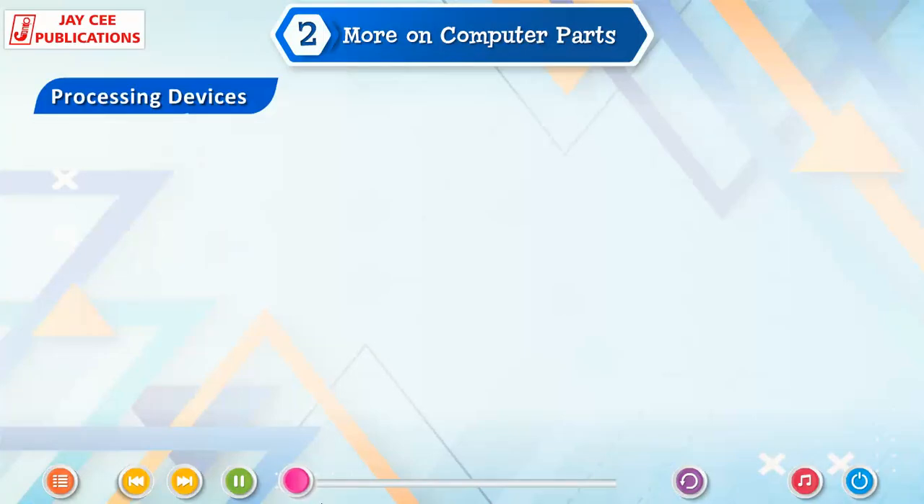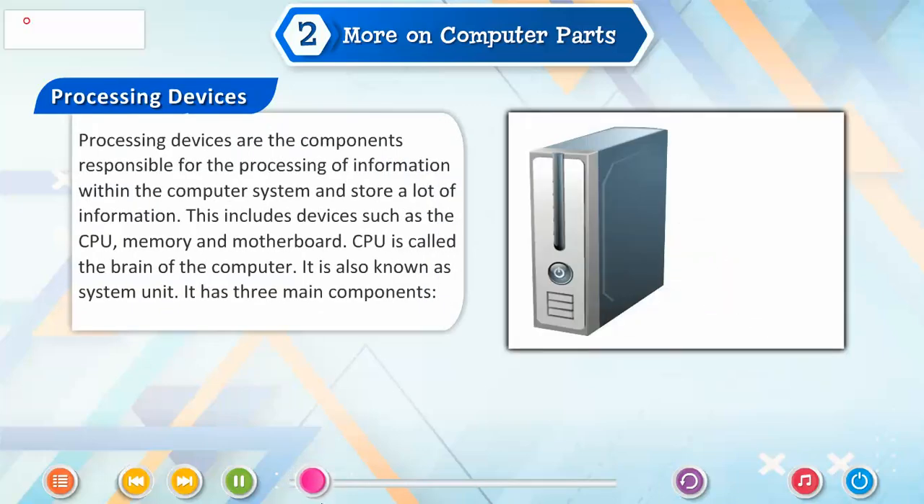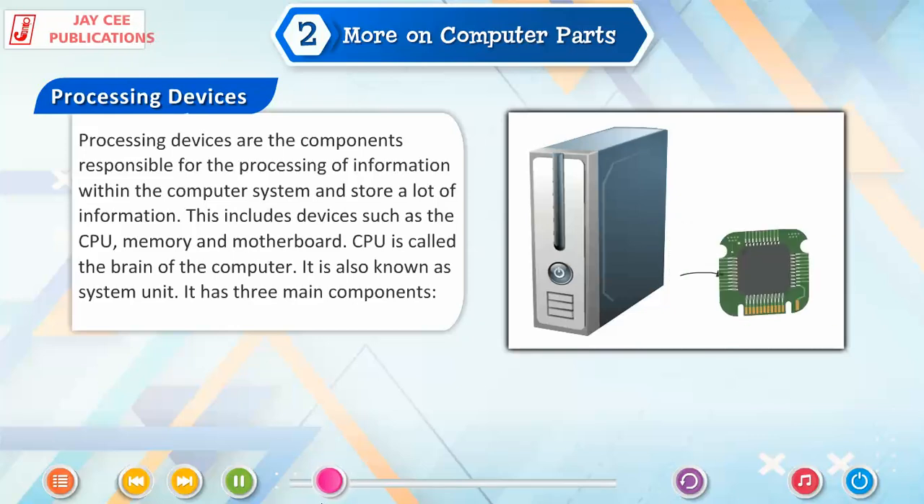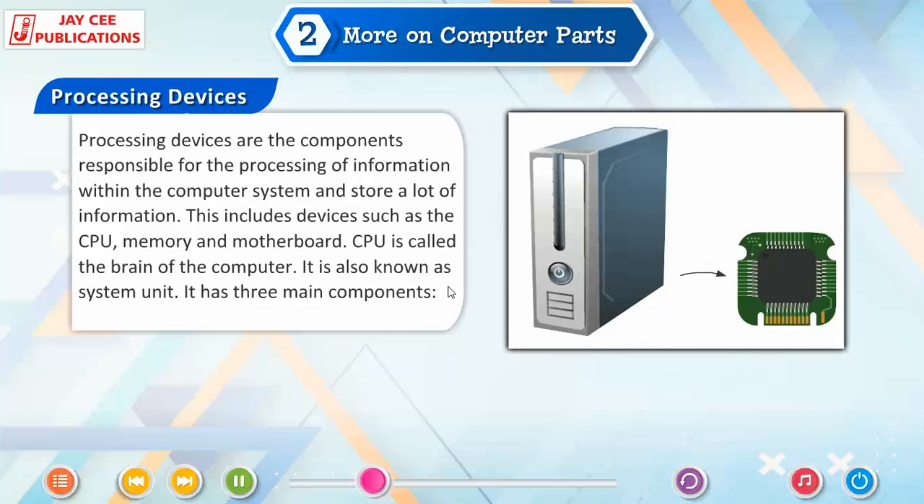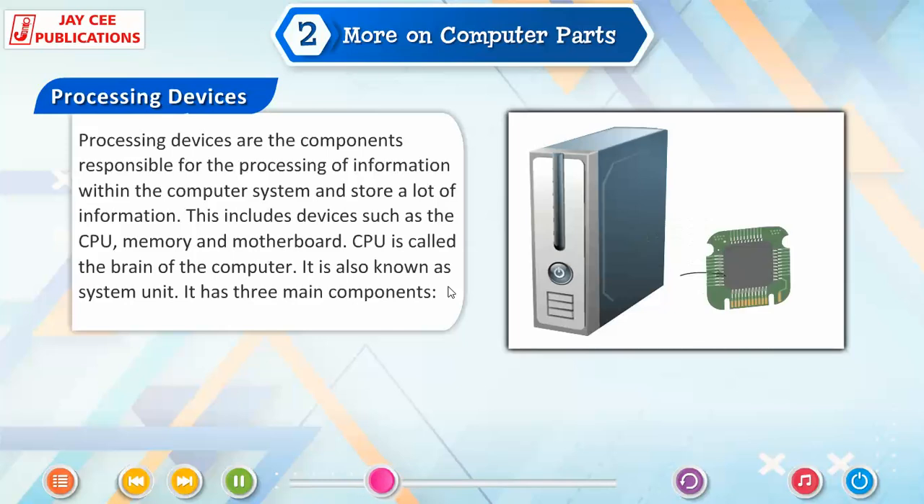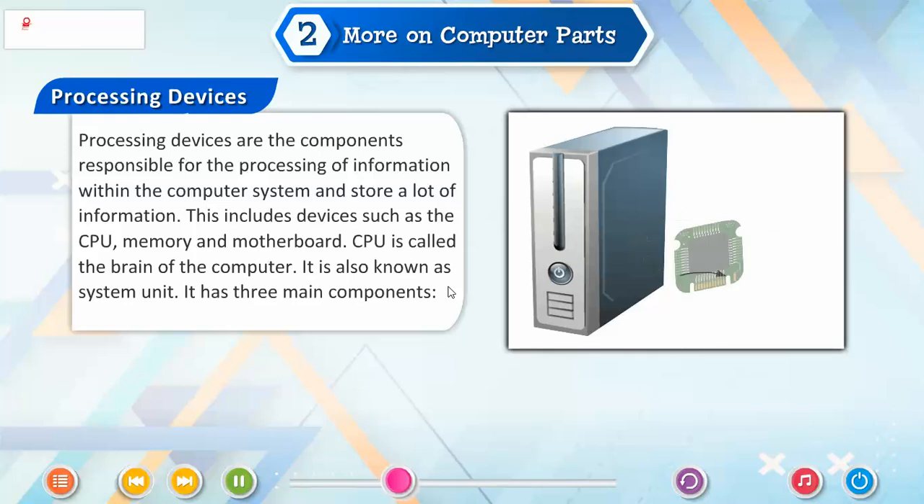Processing devices. Processing devices are the components responsible for the processing of information within the computer system and store a lot of information. This includes devices such as the CPU, memory, and motherboard. CPU is called the brain of the computer. It is also known as system unit. It has three main components.